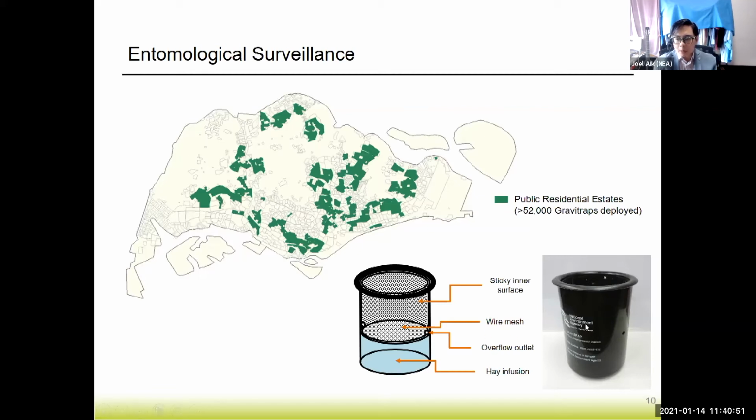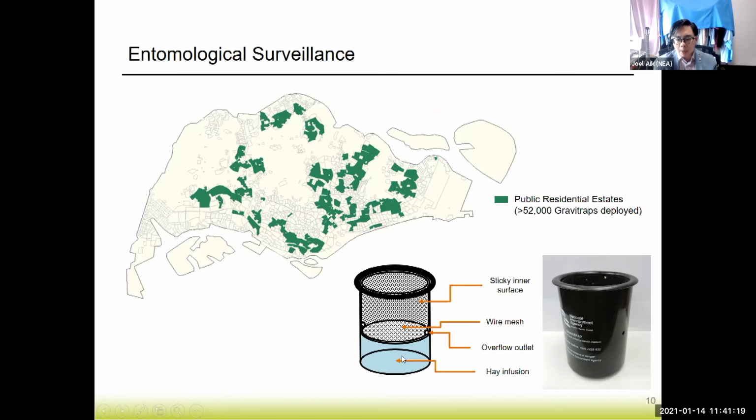So you can see at the bottom, these are gravitraps. So these are black cylinders. They're placed in residential estates all across the island, and that's depicted with the green shaded areas. These gravitraps, what they do is they trap mosquitoes on a sticky inner surface over here. So any female mosquitoes can then lay their eggs, which will drop through a wire mesh.